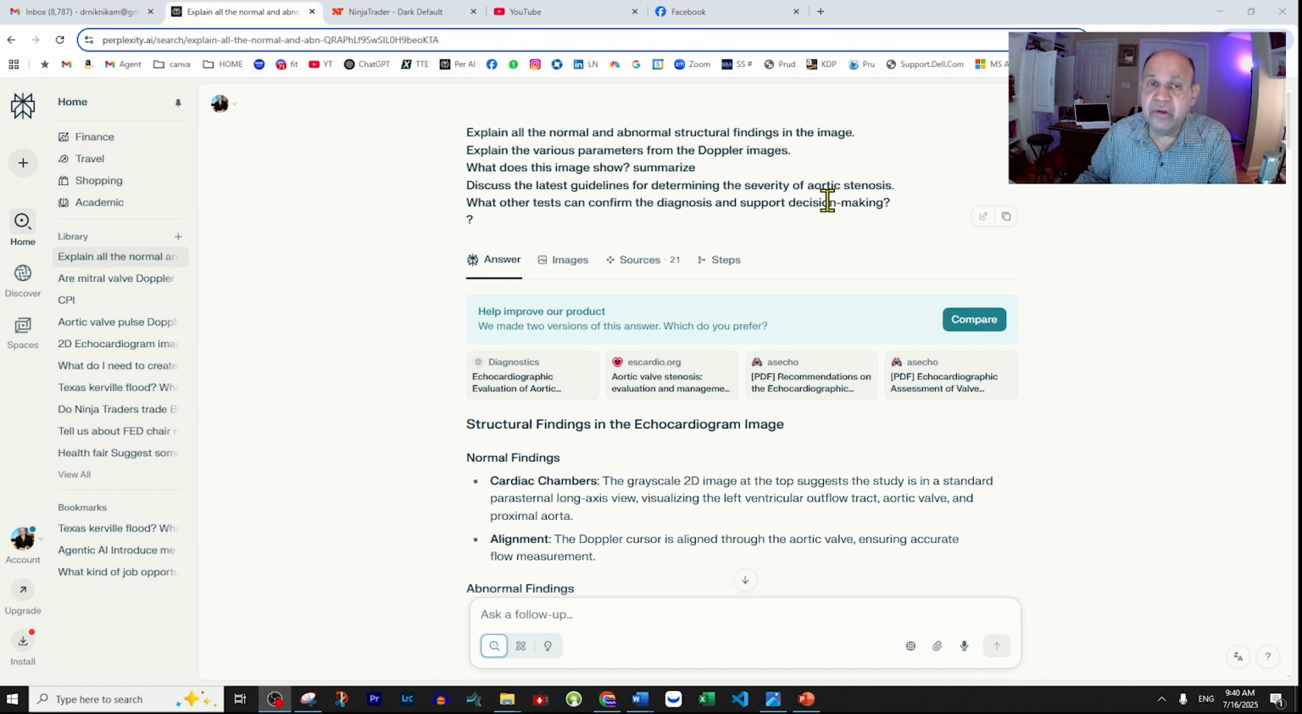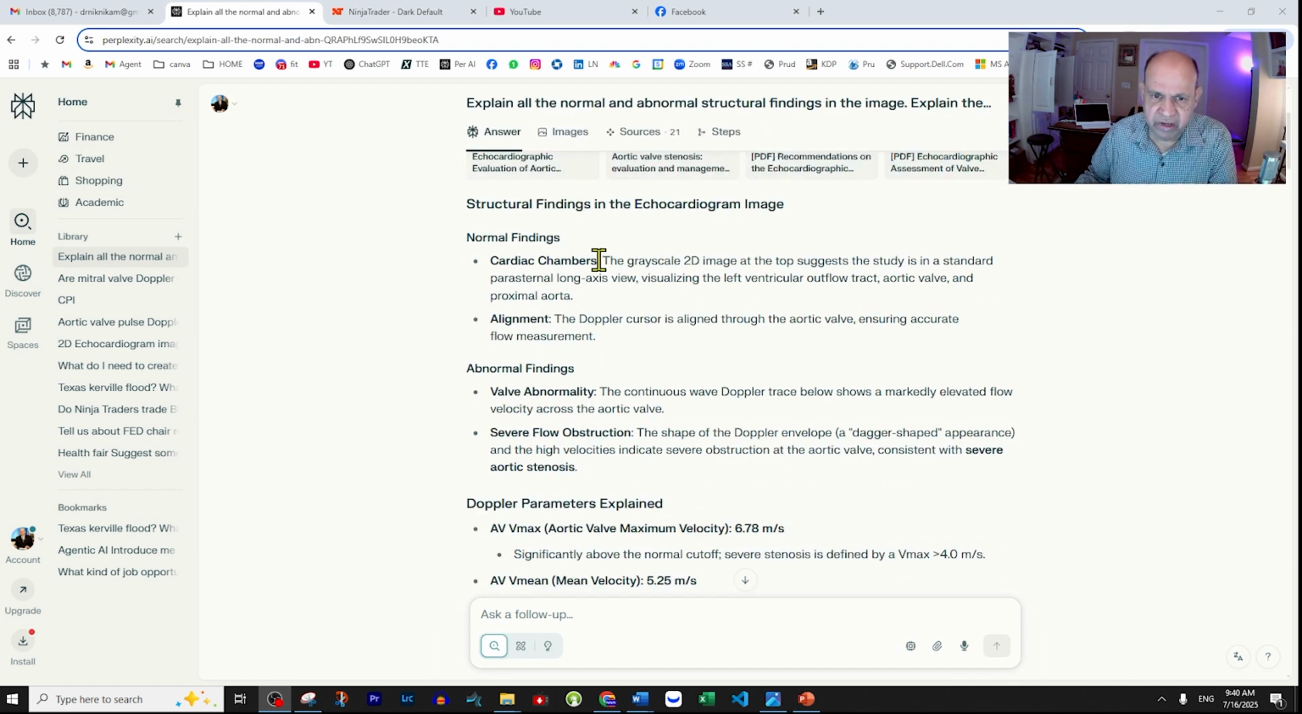And here's how the AI interpreted it. It says structural findings in the echocardiogram image, normal cardiac chambers, grayscale 2D image at the top suggests the study is in a standard parasternal long axis, which is not the view because it is a 4-chamber view. Anyway, let's keep this in mind because this is one of the negative points, and we're going to come back to that. And then it says left ventricular outflow tract, aortic valve, proximal aorta. That's all correct. And it has a cursor at the aortic valve level, continuous wave Doppler.